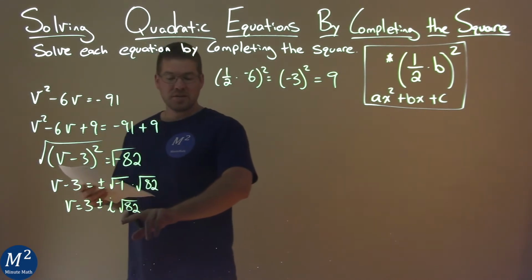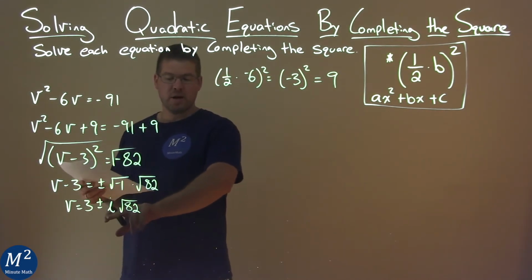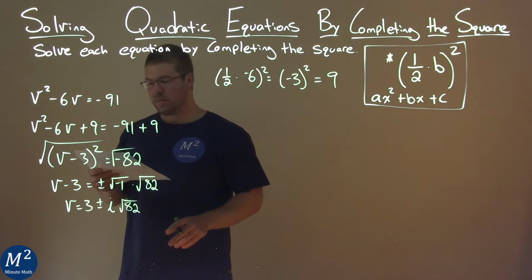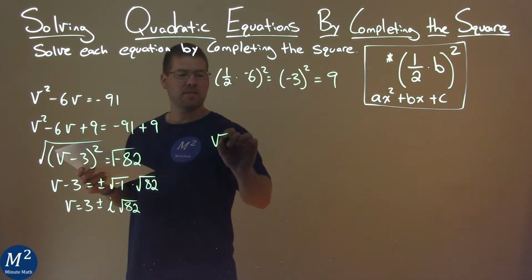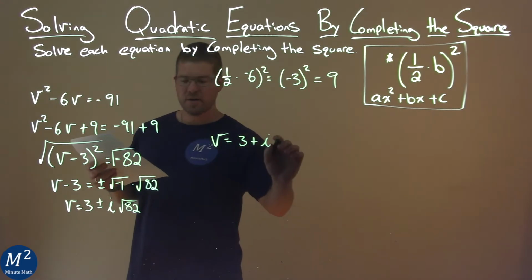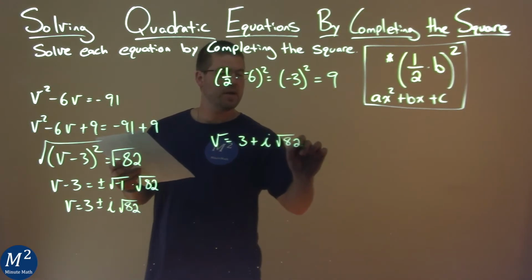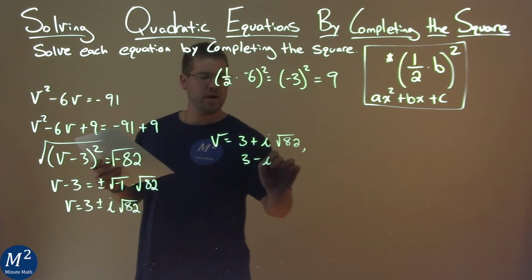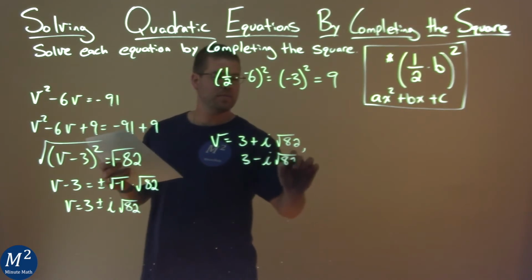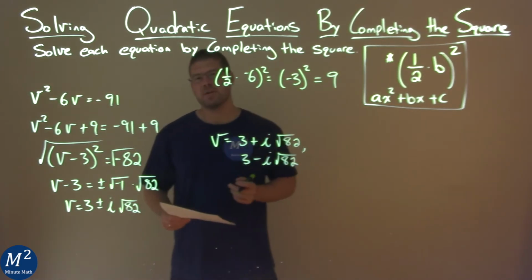And that's pretty much it. We can separate it now. We have a plus or minus. The square root of 82 doesn't simplify anymore. And so we can say that v equals, let's deal with the plus part, 3 plus i square root of 82, and 3 minus i times the square root of 82. And that is our final answer.